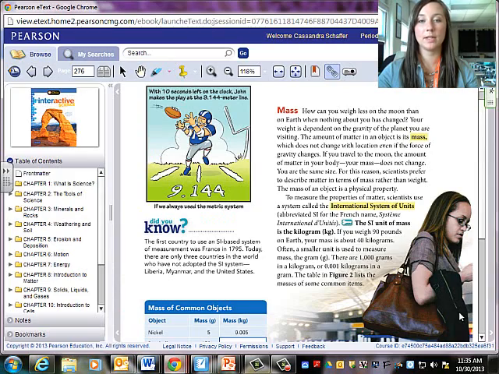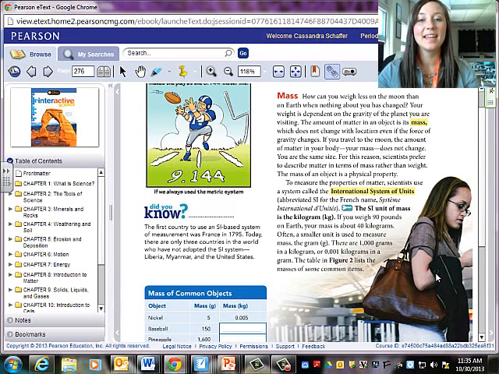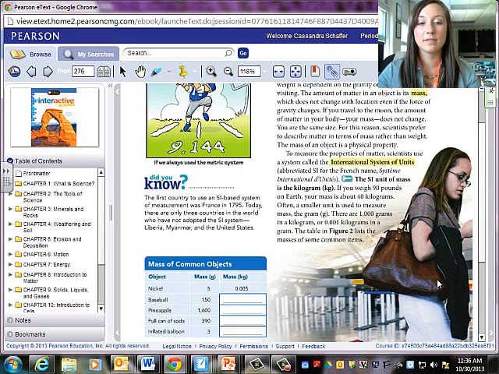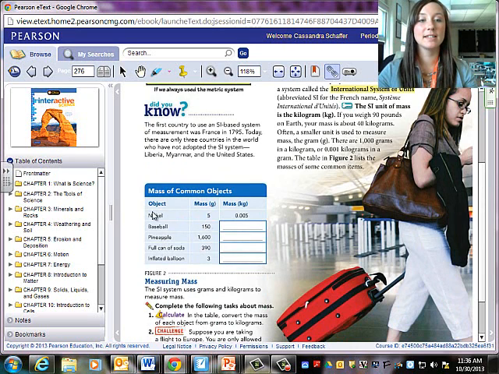Let's go back now and read that second paragraph. To measure the properties of matter, scientists use a system called the International System of Units. The SI unit of mass is the kilogram. If you weigh 90 pounds on Earth, your mass is about 40 kilograms. Often, a smaller unit is used to measure mass, the gram. There are 1,000 grams in a kilogram, or 0.001 kilograms in a gram. The table in Figure 2 lists the masses of some common items. So you can see the masses down in Table 2 of a nickel, a baseball, a pineapple, a full can of soda, and an inflated balloon.